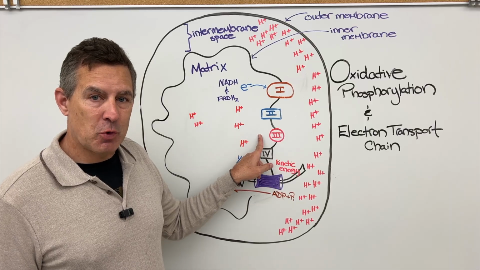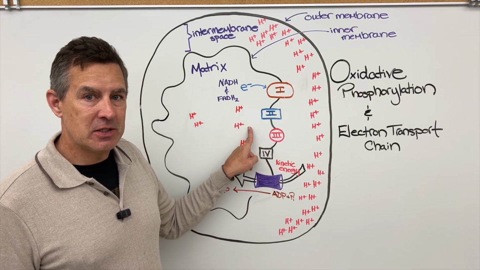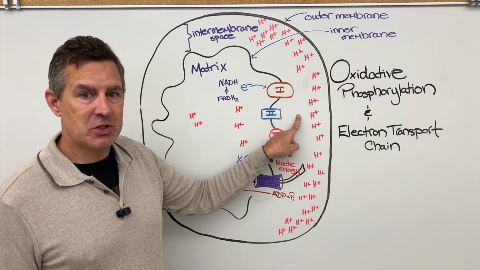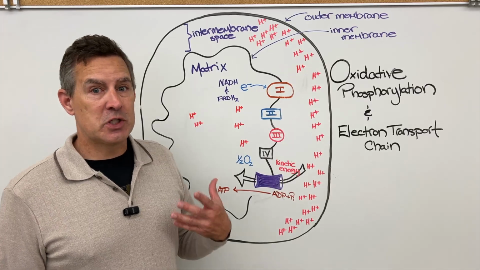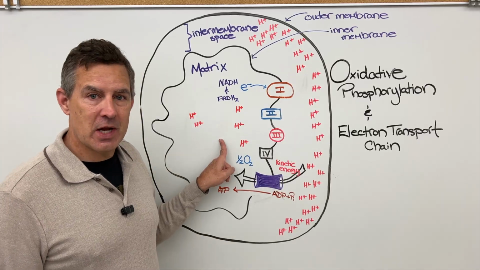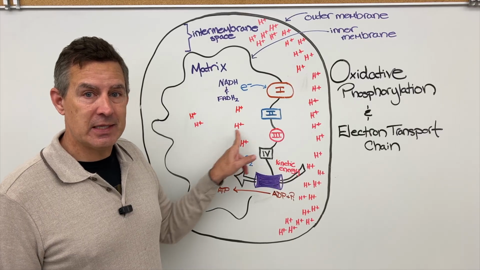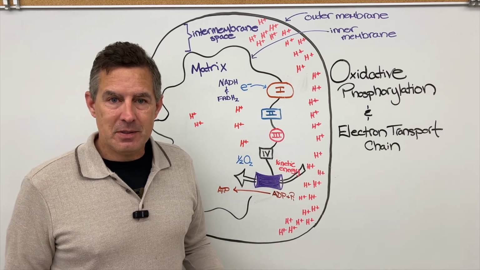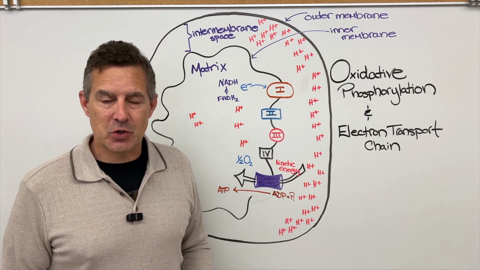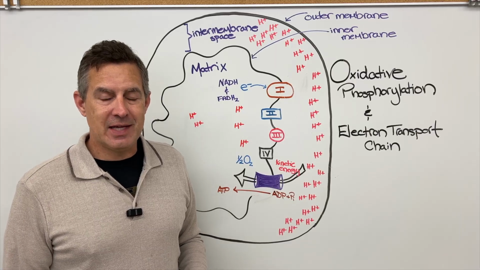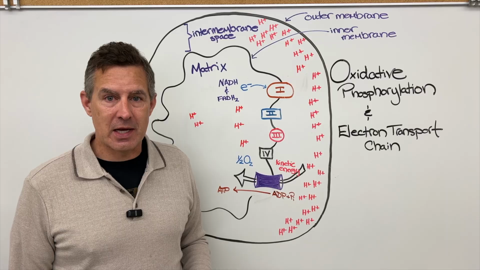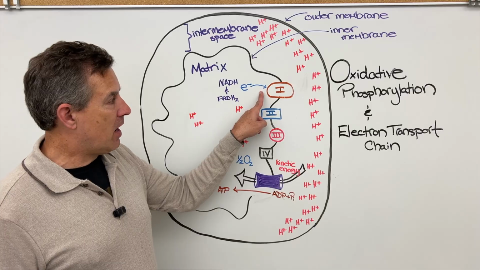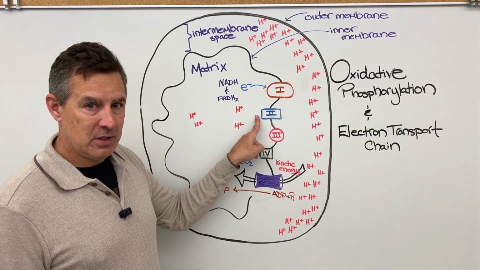The electron transport chain pumps hydrogen ions from the matrix into the intermembrane space. The electron transport chain is responsible for moving hydrogen ions against their chemical gradient into the intermembrane space. But like the sodium-potassium pump, we need energy to move things against their gradients. And the energy that the electron transport chain is going to utilize is the energy imparted by electrons being dropped off from one complex to the other.